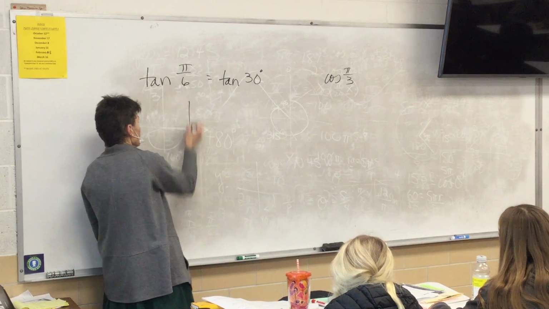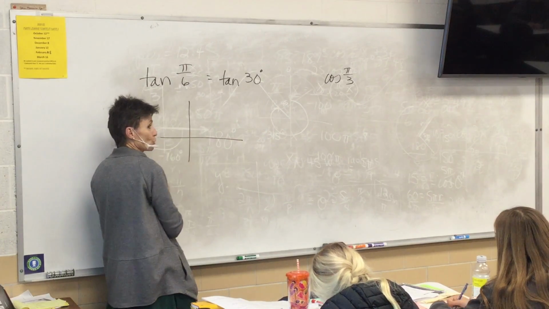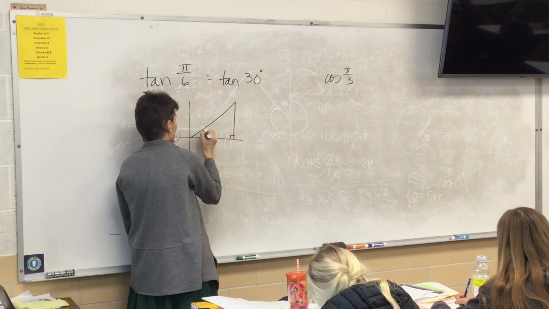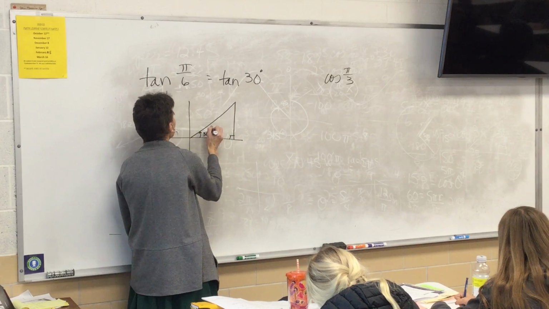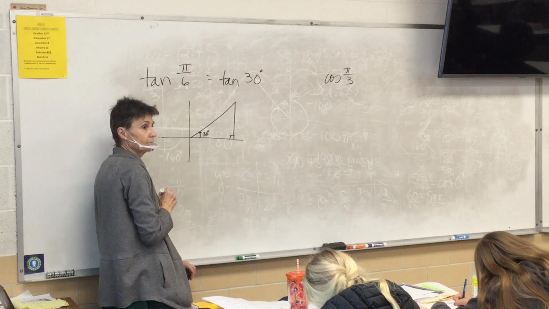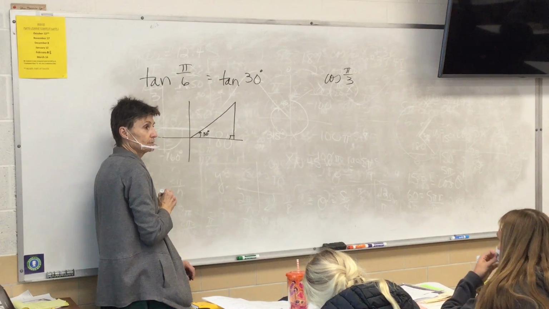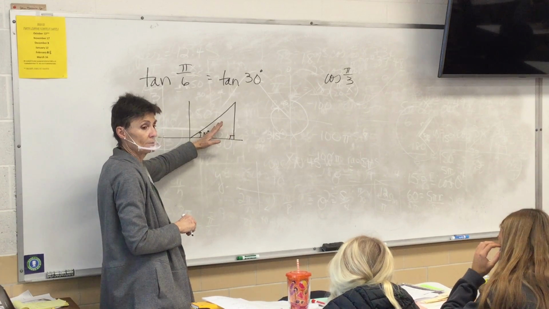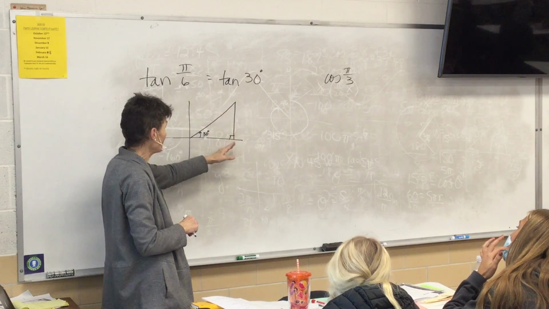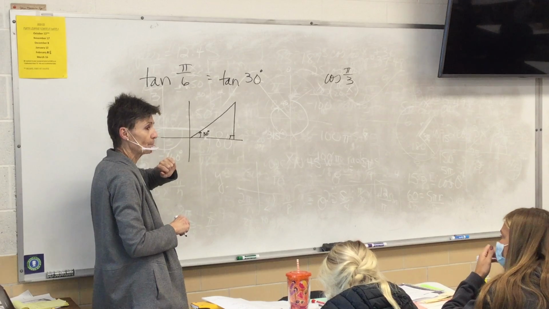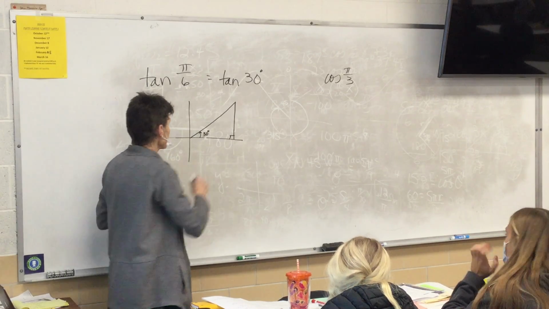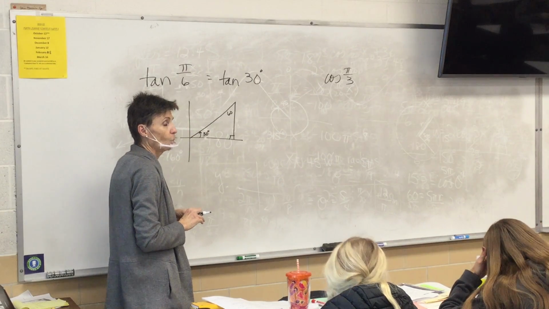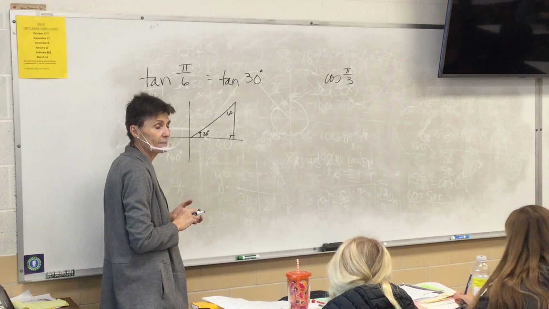Want to draw it? That's right. So I'm going to draw the angle. It's 30 degrees. So here's 30. Remember, it's a math angle, so it starts here, right? So there it is. I'm dropping my perpendicular, making my triangle. This is a 60, right? What are the sides of that triangle?